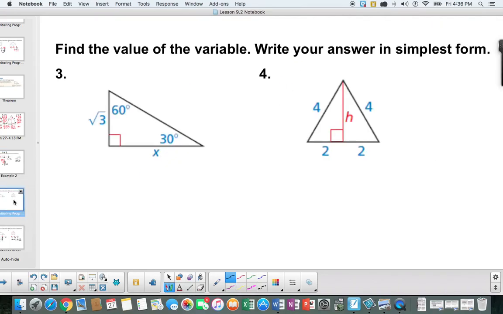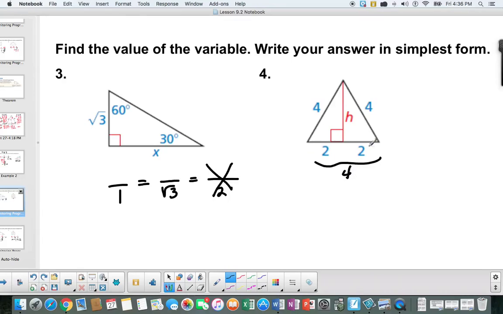Okay, here's your opportunity. Go ahead and I suggest that you start with your 30, 60, 90 ratio, which is 1, root 3, 2. Go ahead and put these numbers in. It looks like we're not looking for the hypotenuse, so all you'll have to do is work with this part right here. This is a 30, 60, 90.